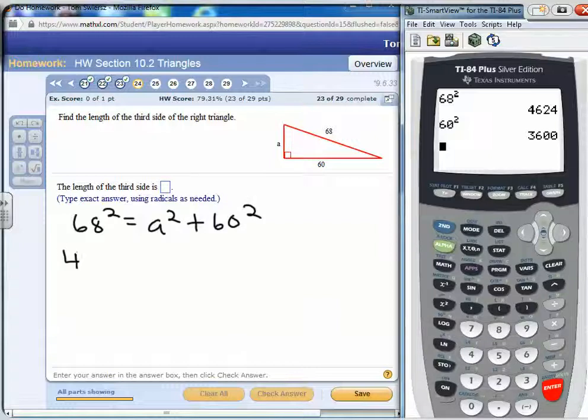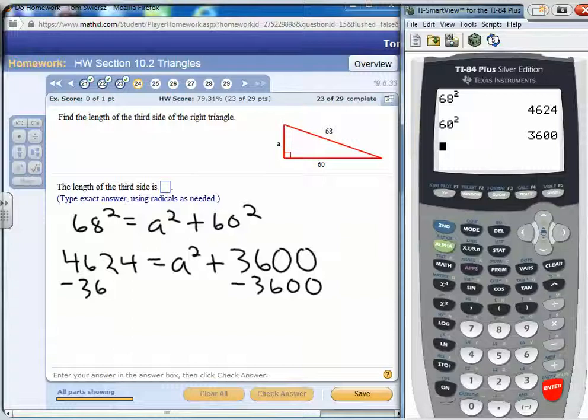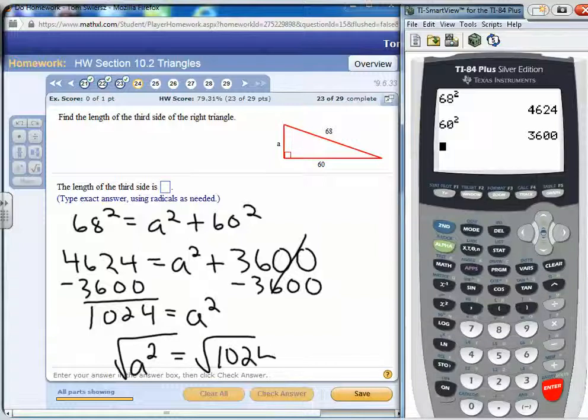68 squared we just did on the calculator, 4,624 equals A squared plus 60 squared is 3,600. Subtract 3,600 from both sides. Okay, these cancel, and we get 1,024 equals A squared. If we take the square root of both sides, we get the square root of A squared is equal to A, so A is the square root of 1,024.